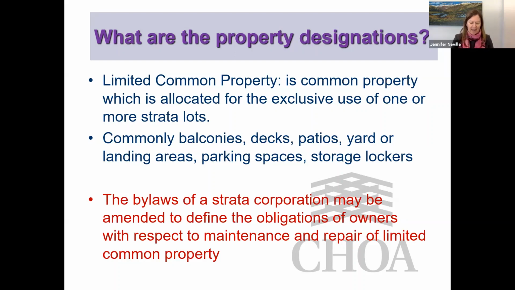Now next, limited common property. And that's common property that's allocated for the exclusive use of one or more strata lots. These could be balconies, decks, patios, yards or landing areas, parking spaces, or storage lockers. But remember, they may not be. So again, don't make any assumptions on that.